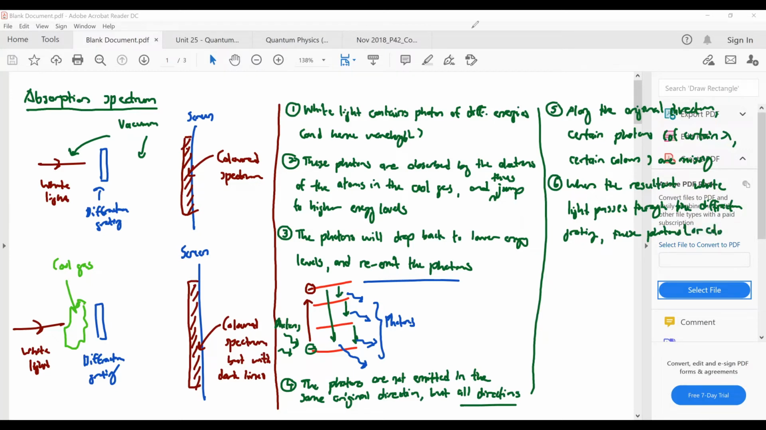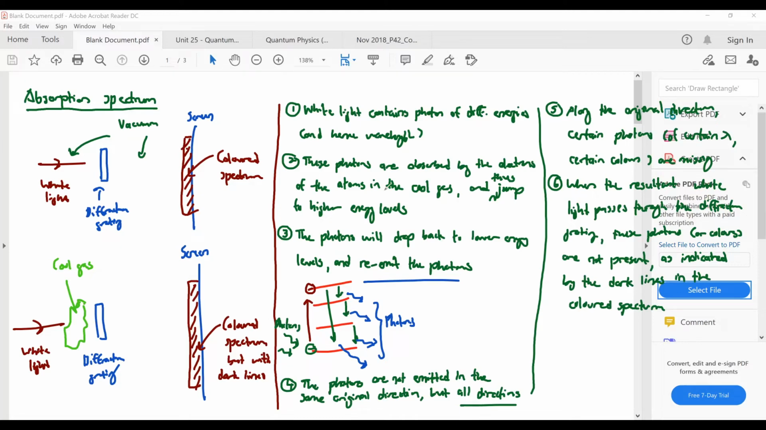Or colors, let me just rewrite it properly. When the resultant white light passes through the diffraction grating, these photons or colors are not present, as indicated by the dark lines in the colored spectrum. Okay. So in essence, this is what happens.